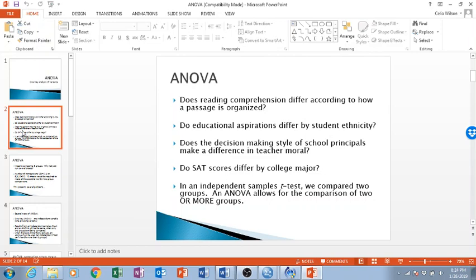Do educational aspirations differ by student ethnicity or student SES level? Does the decision-making style of school principals make a difference in teacher morale? So you have an outcome of teacher morale, some sort of morale measurement, and then you're comparing different leadership styles. Do SAT scores differ by college major? Again, in an independent samples t-test, we did these same types of things, except we were limited to two groups. ANOVA opens the door for us to look at more than two groups.